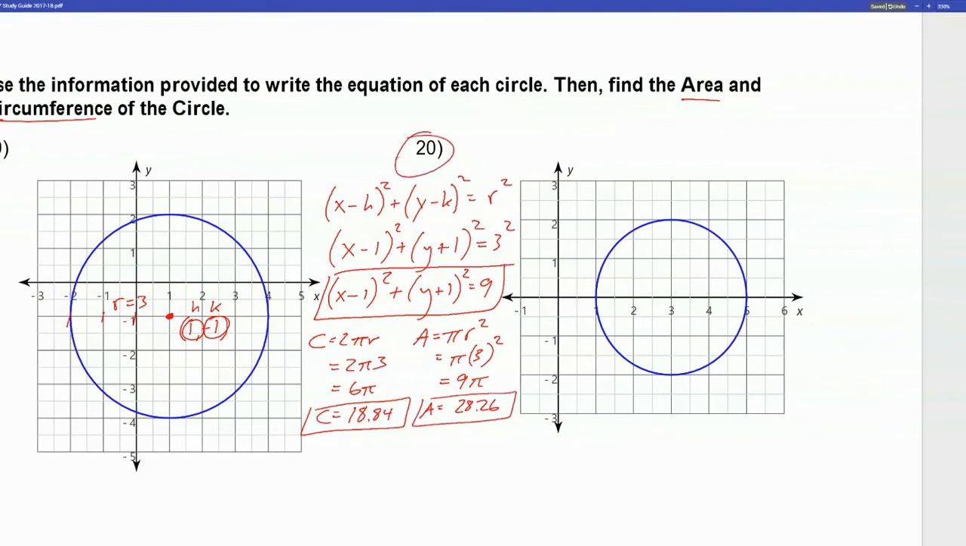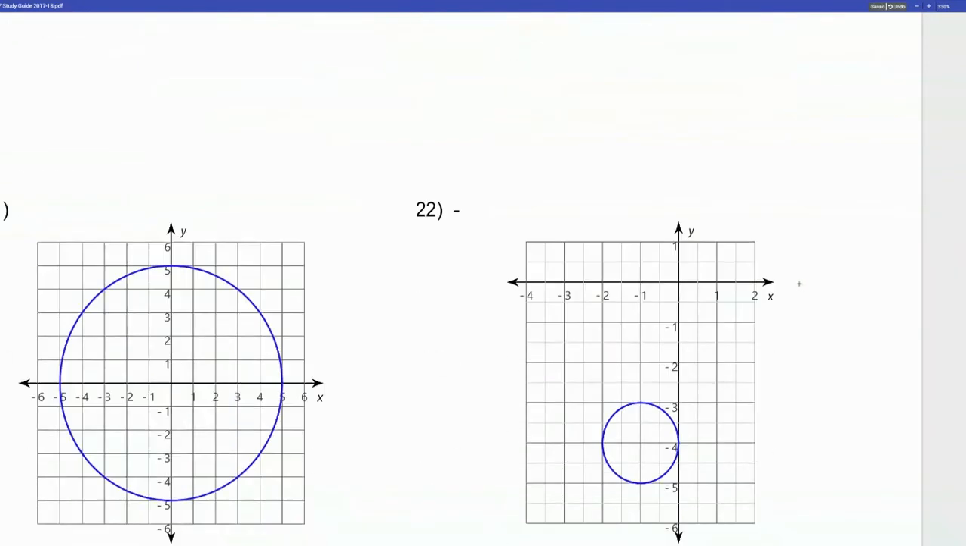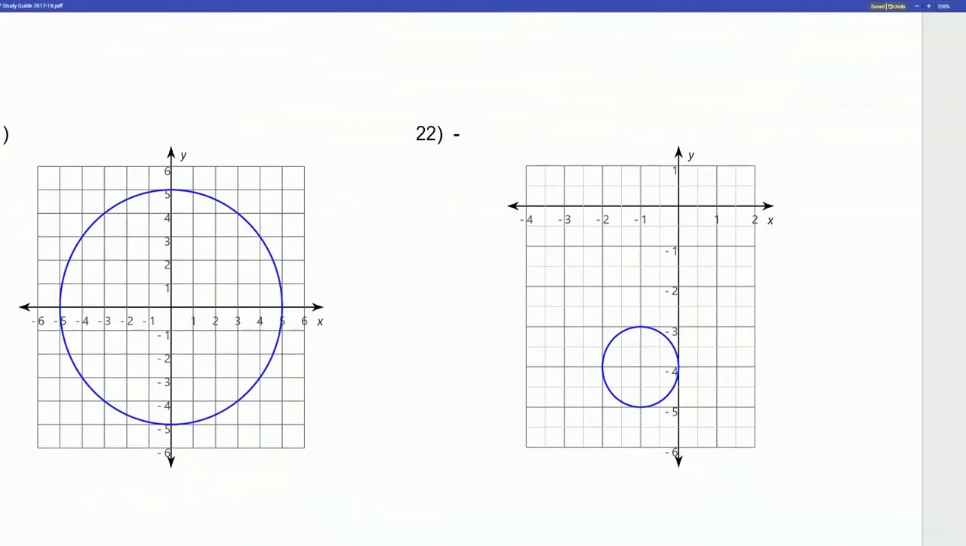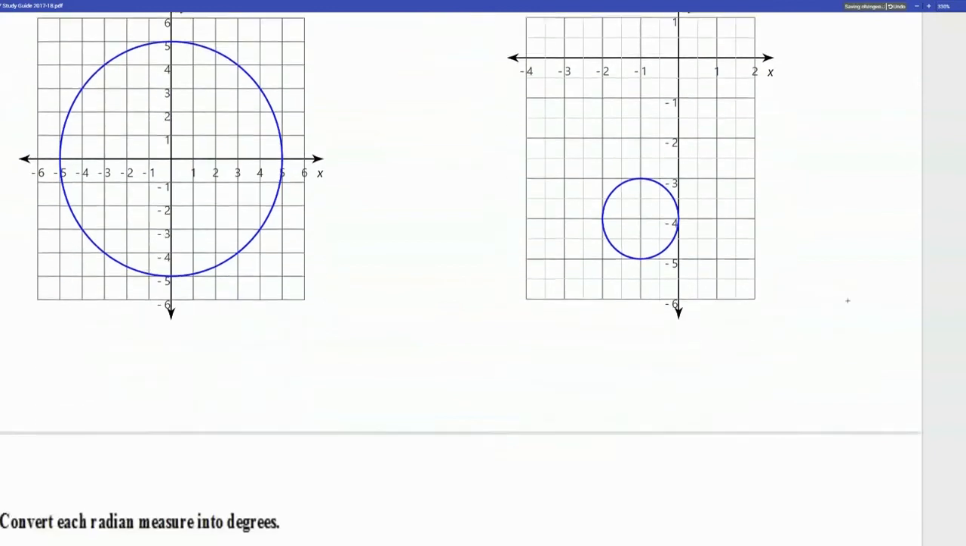All right, so number 20, that's on you. Same concept. Give me the equation. So first things first, find your center, find your h and k value, and then find your radius. Again, finding the radius, start at the center, and then count all the way to your edges. That's how I was able to find my radius. All right, same concept for 21. So that's for you. Same concept for 22. That is for you. Get your practice in.